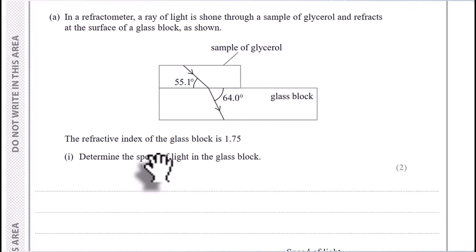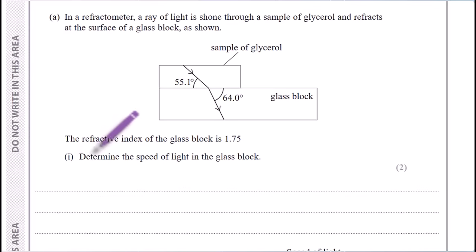In a refractometer, a ray of light is shone through a sample of glycerol and refracts at the surface of a glass block as shown. All right. The refractive index of the glass block is 1.75. Determine the speed of light in the glass block. So, how do you determine the speed of light in the glass block?